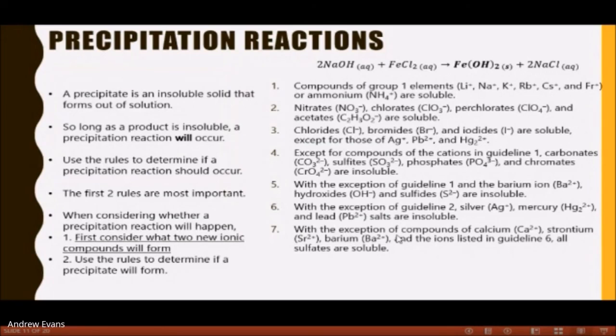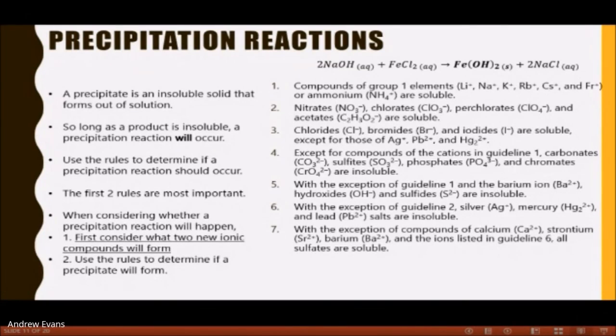And then, finally, with the exception of calcium, strontium, barium, and ions from rule 6, all sulfates are soluble. So sulfate is almost always soluble except for calcium, strontium, barium, silver, mercury, and lead. So these rules guide whether a solid should form.